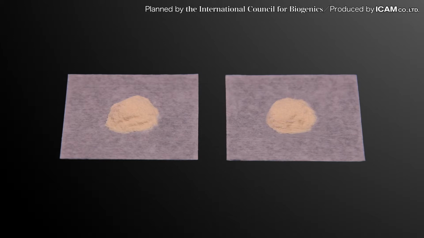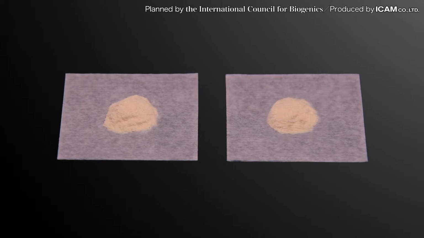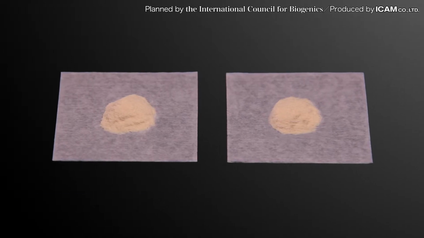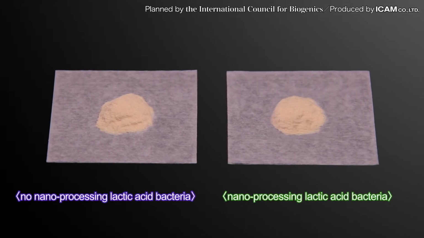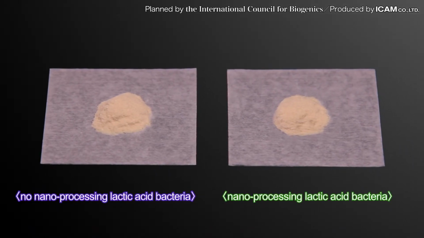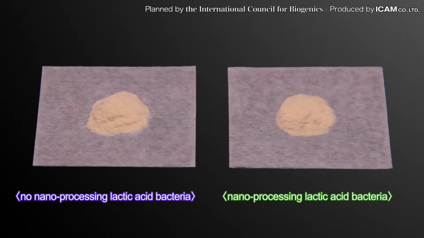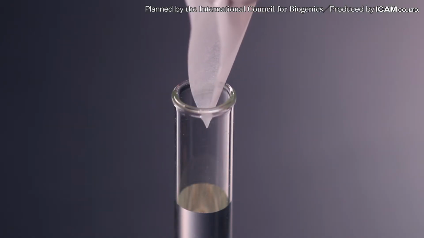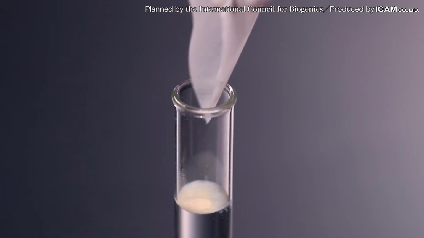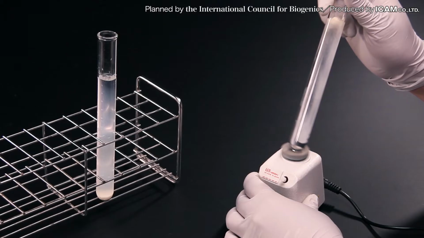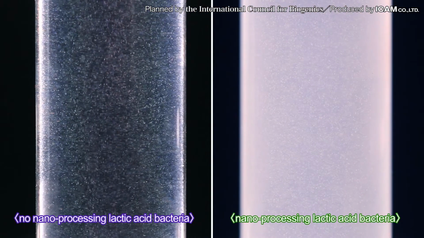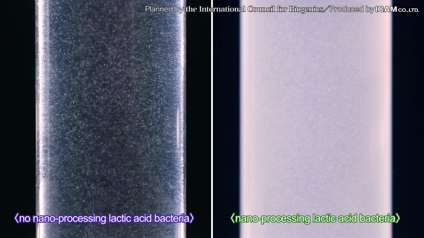Both of these are powders of lactic acid bacteria that have been cultivated and heat processed. The lactic acid bacteria on the right has been nanoprocessed, while the bacteria on the left has not been processed. Both are dissolved in water. This image shows a stirred water suspension: the nanoprocessed lactic acid bacteria become white and turbid.